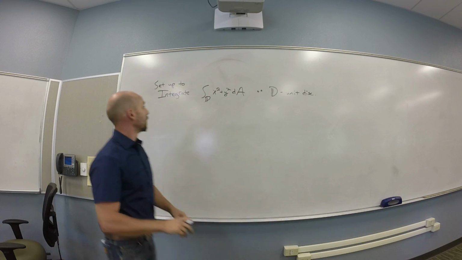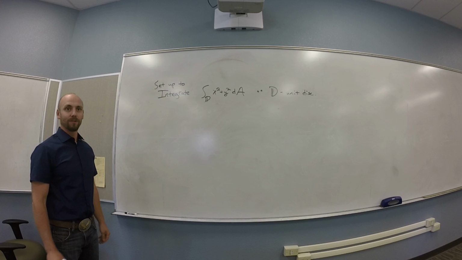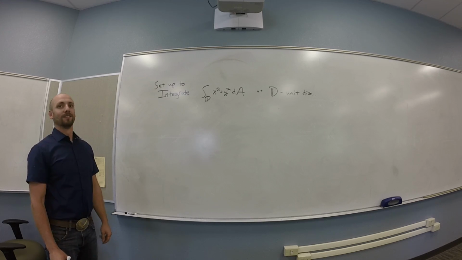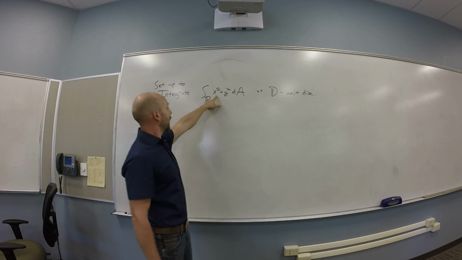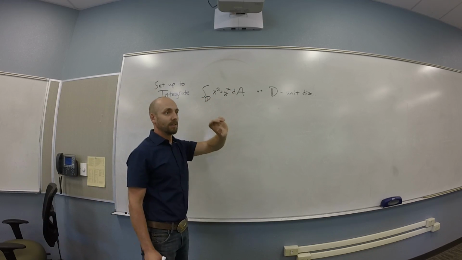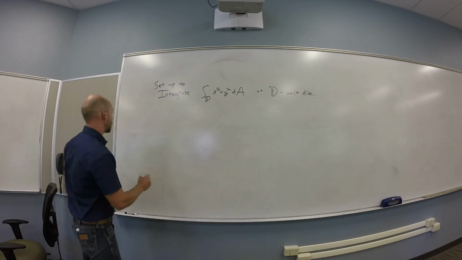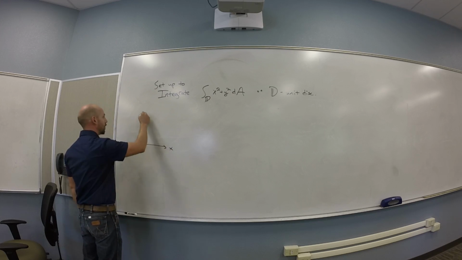Okay, so let's try just a random example to illustrate how polar is going to help. Suppose I wanted to integrate x squared plus y squared dA over the unit disk, right? First things first, make yourself a picture of the region you're integrating over.